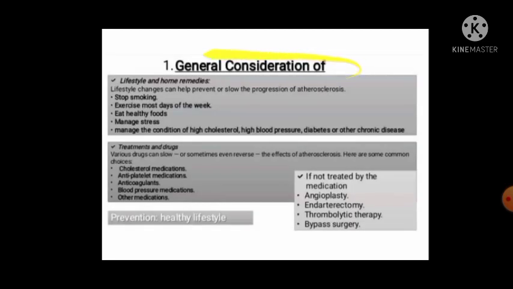General consideration of atherosclerosis is lifestyle and home remedies. Lifestyle changes can help prevent and slow the progression of atherosclerosis. Stop smoking. Smoking is directly proportional to the formation of atherosclerotic plaque in the arteries. Exercise most days of the week. Eat healthy food. Manage stress. Stress management is very important.